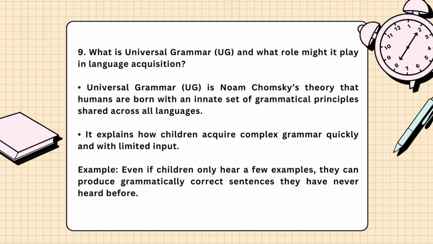9. What is universal grammar, UG, and its role in language acquisition? Universal grammar is the theory by Noam Chomsky that all humans are born with an innate ability to learn language. UG provides the basic structure, and exposure to a specific language activates it. Example, children worldwide acquire grammar even if input is limited, which supports UG.